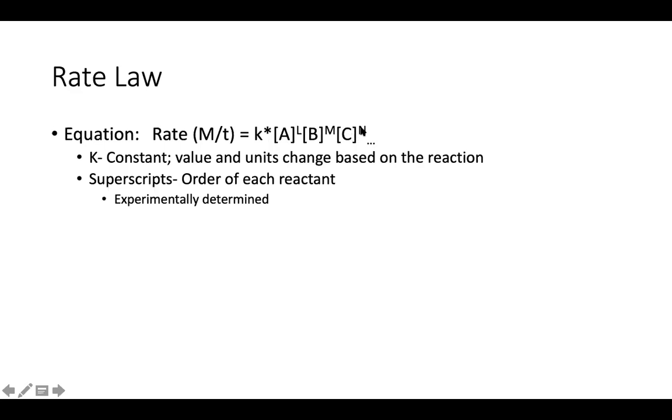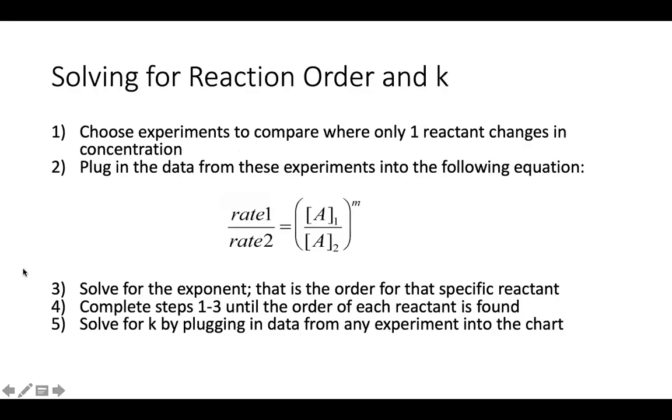And remember that these superscripts in the rate law are experimentally determined. They are not equivalent to the coefficients in the balanced equation. They could be, but you can't just look at a balanced equation and know the superscripts. You actually have to go through data and experimentally determine it.